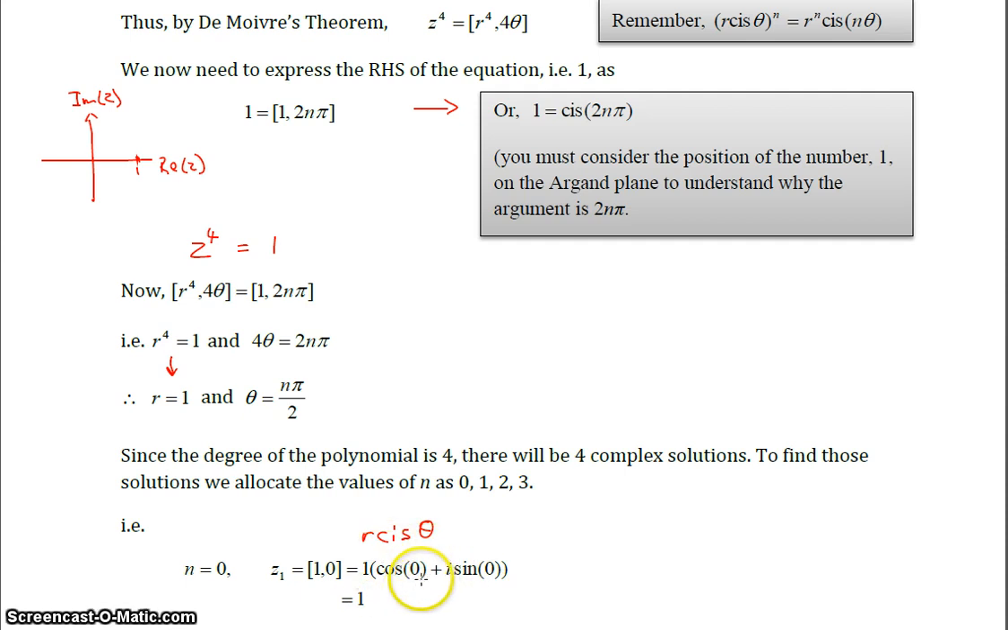And then we work out our values for cos and sine. Cos of 0 we know is 1 and sine of 0 is 0. So 0 times I is 0. So we're left with just cos of 0, which is 1. So substituting n equals 0 gives us our first solution for z of 1.